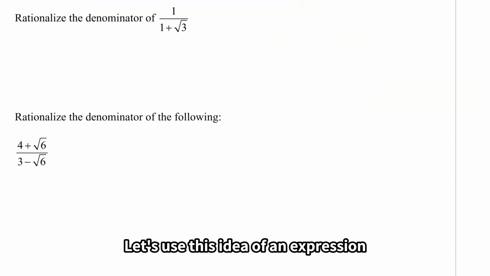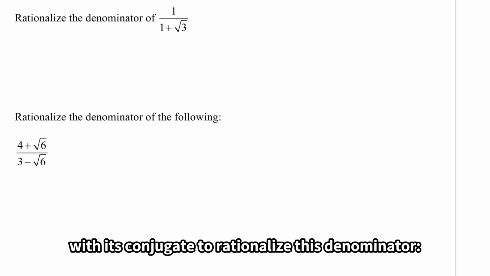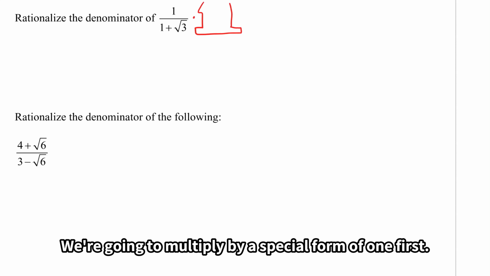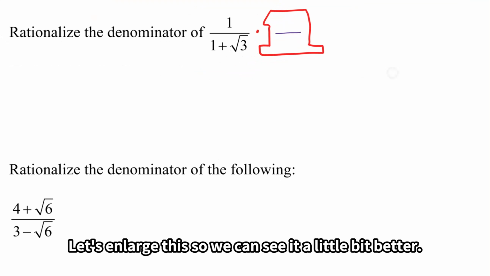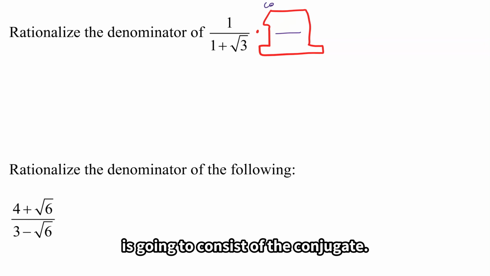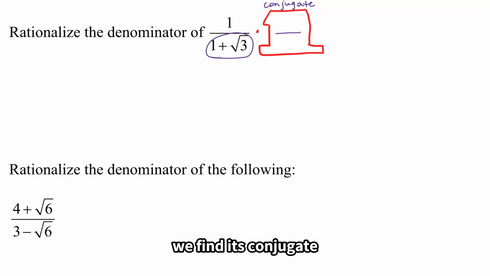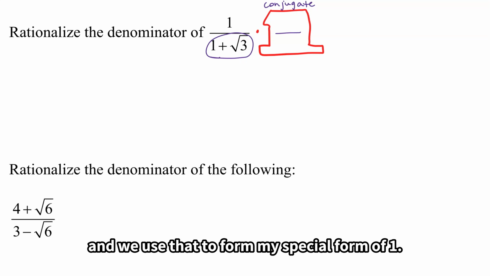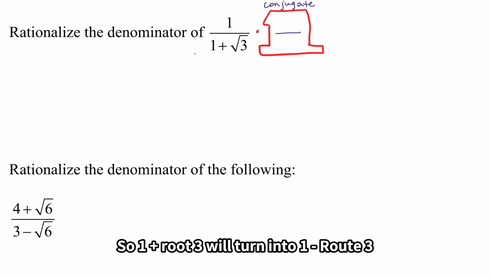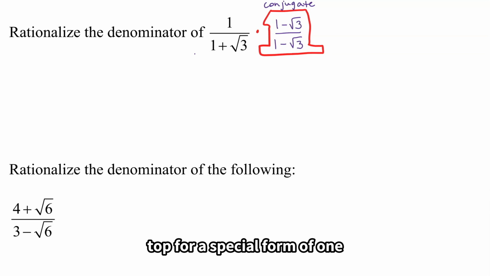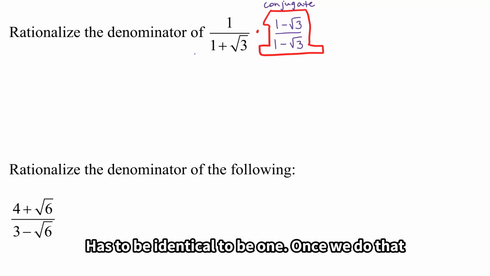Let's use this idea of an expression with its conjugate to rationalize this denominator, 1 divided by 1 plus square root 3. We're going to multiply by a special form of 1 first. Let's enlarge this so we can see it a little bit better. And that special form of 1 is going to consist of the conjugate. We find the conjugate of whatever's in the denominator, and we use that to form our special form of 1. So 1 plus root 3 will turn into 1 minus root 3 for the conjugate, and then we match it up top for a special form of 1. It has to be identical to be 1.